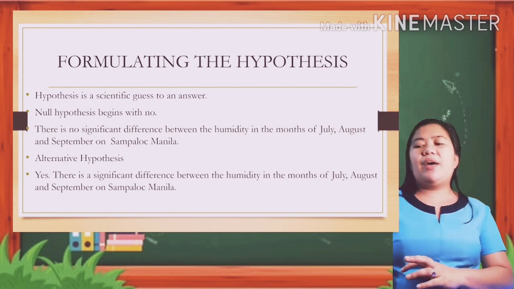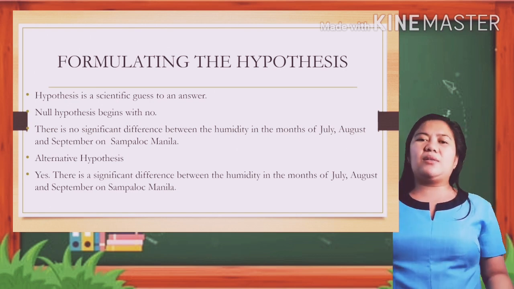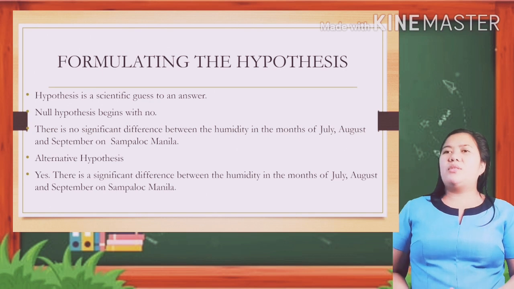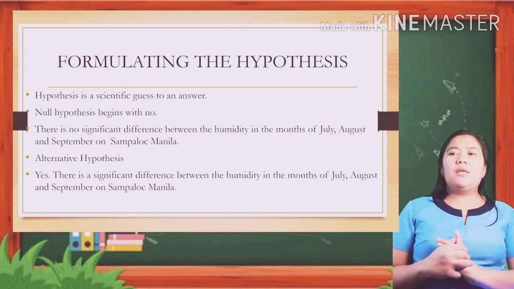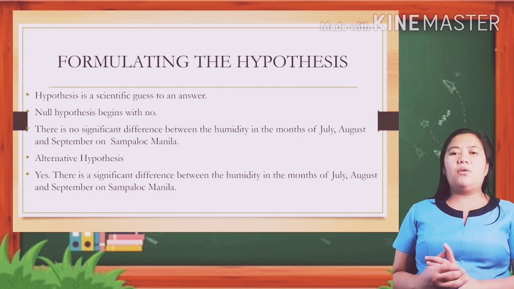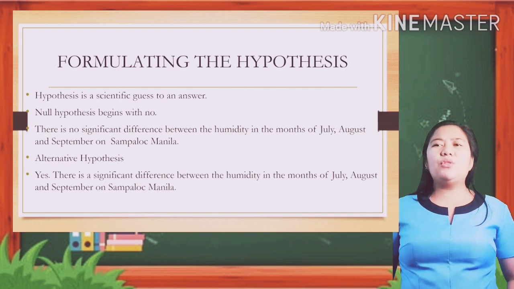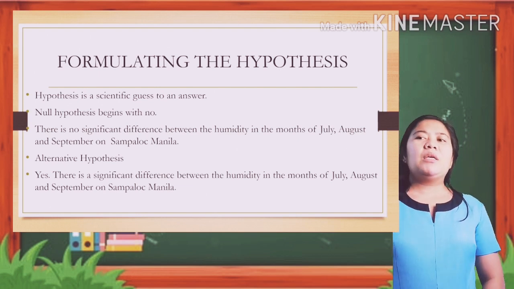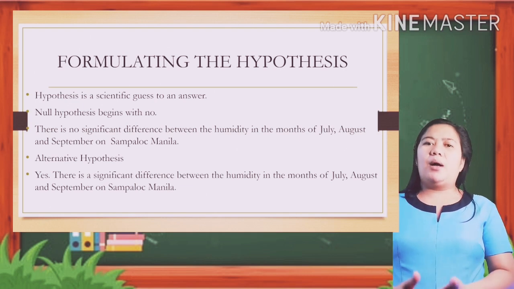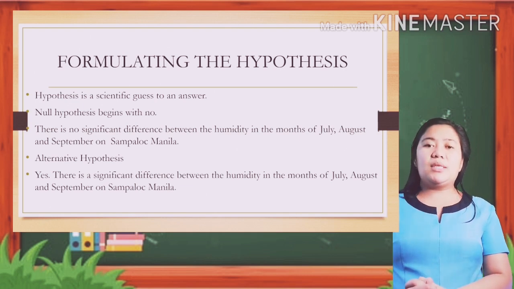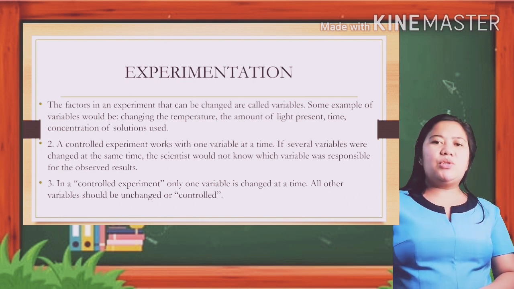Whereas its alternative hypothesis is that there is a significant difference. So this is actually on the positive side of stating a hypothesis. There is a significant difference between the humidity in the months of July, August, and September in Sampaloc, Manila. So how are you going to answer this particular hypothesis, or wild answer to your problem? You need to go to the next step, which is experimentation. That's the most crucial part.